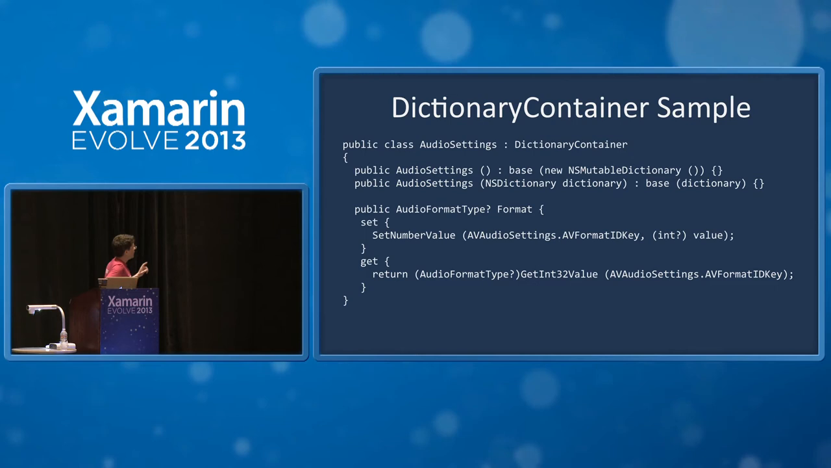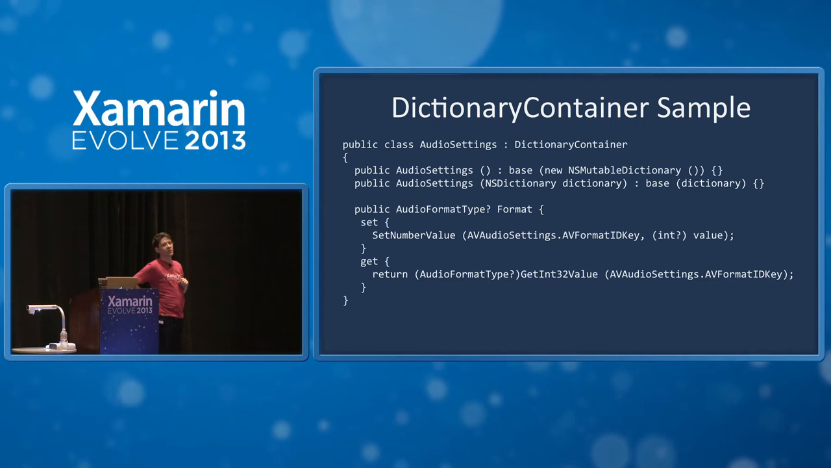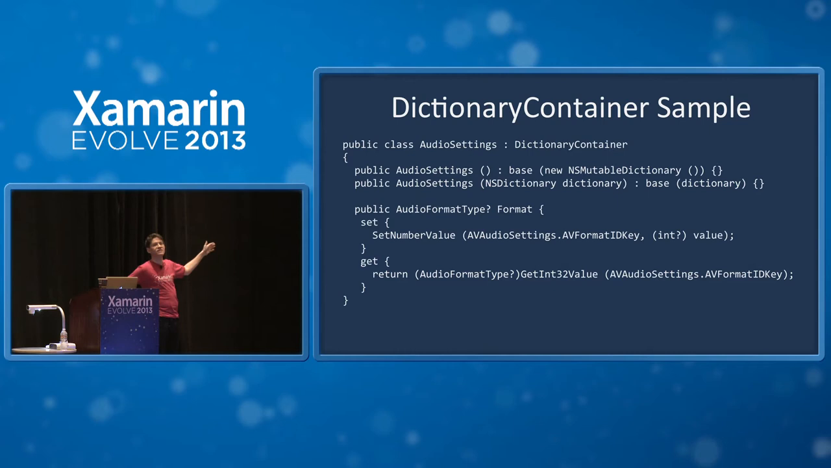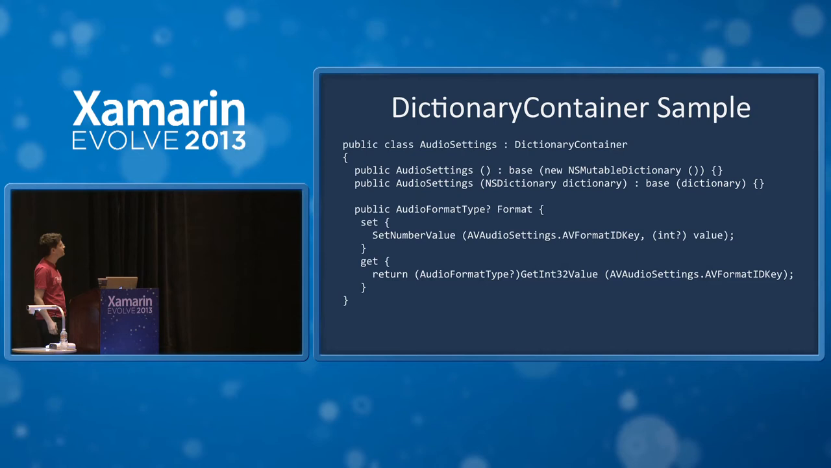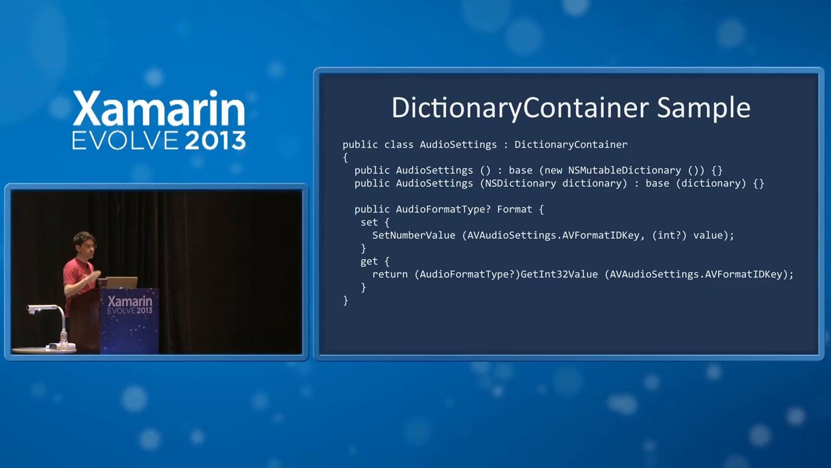And in this particular case, it's interesting because I want you to notice that it's a nullable type. So format is a nullable type. It's a type that can optionally not be set. So the NS dictionary will automatically optimize for values that have not been set. So all you have to do is call set number value, and get int32 value. And that's it. The next piece that we want to do, so that will give you everything that you need for any class that you want. This is all you have to do.